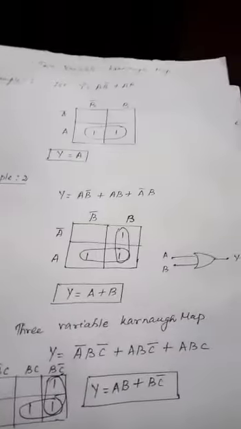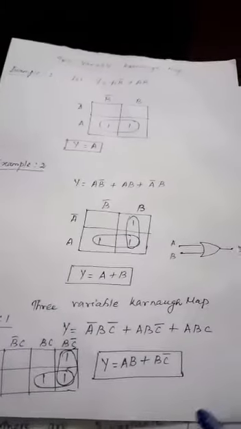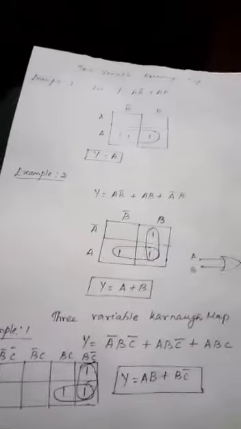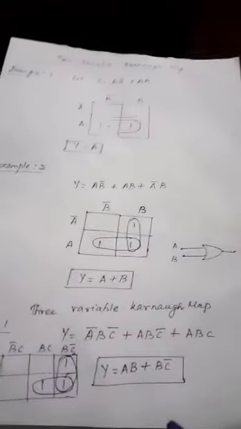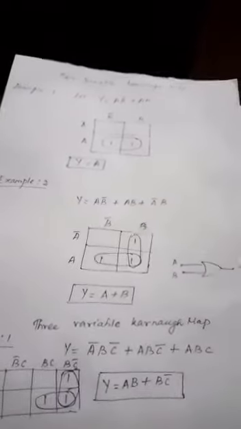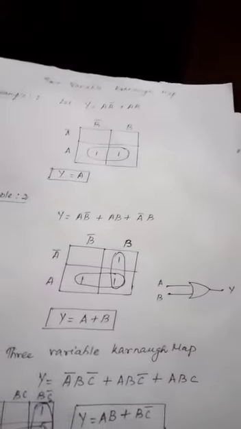Now the next one is the 3 variable Karnaugh map. First we saw the 2 variable Karnaugh map, and now we are going to see the 3 variable Karnaugh map. In the 3 variable Karnaugh map we have 3 variables, a, b and c, and in the 2 variable Karnaugh map we have only a and b. Also in the 4 variable Karnaugh map we have 4 variables, A, B, C and D.